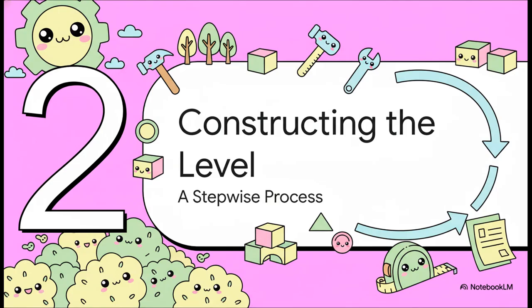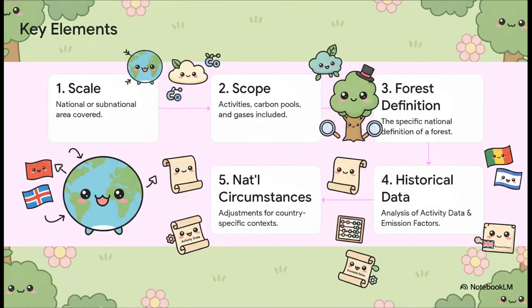Okay, so how does a country actually build one of these benchmarks? Let's dive into the nuts and bolts. It's a pretty detailed process for sure, but the whole thing is designed to be flexible and to let countries get better at it over time. So building a reference level means making a whole series of key technical decisions. You've got to define the scale. Are we talking the whole country or just one region? You've got to define the scope. Which activities are we measuring? You even have to decide on your specific national definition of a forest.